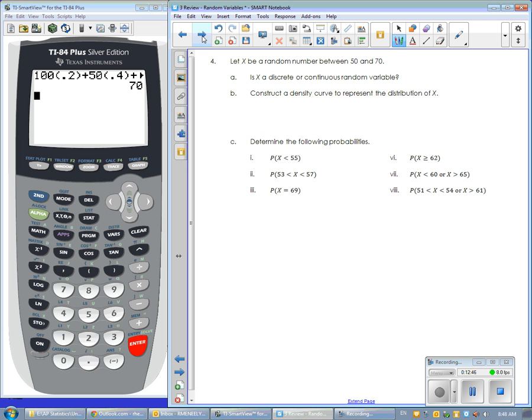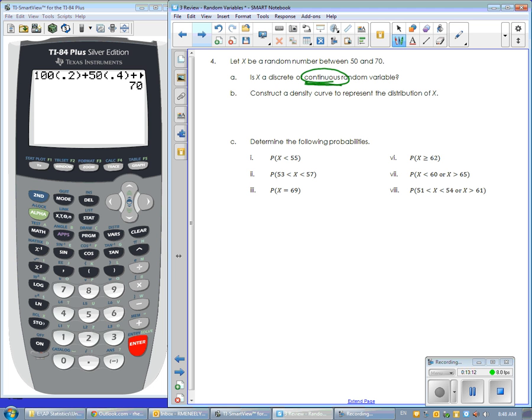All right. In number 4, it says let x represent a random number between 50 and 70. So it asks if x is discrete or continuous. Well, if it's any random number between 50 and 70, that means it could be 50.1, 50.11, 50.000001. So it's considered continuous, even though there's a cap. There's an infinite number of values between 50 and 70. So this is a continuous random variable.